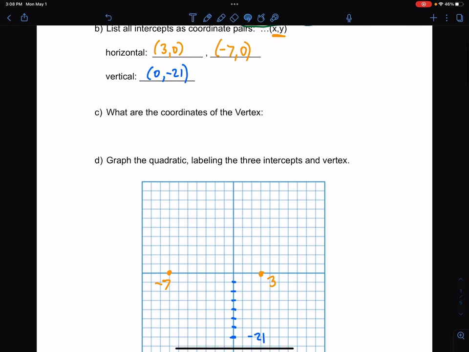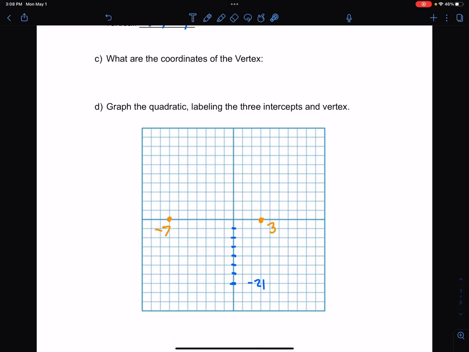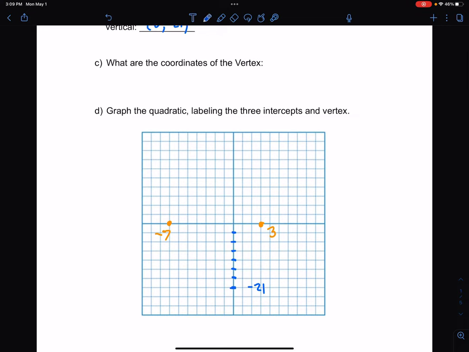Now we're trying to figure out what's the coordinate of the vertex. The vertex, guess what, guys? It's always going to be right in the middle of these two horizontal intercepts. It's just the way the parabola goes. So I'm thinking, how far is 3 from negative 7? Well, I got 7 here, and I got 3 there. It adds up to 10 little squares. You can count them if you want. There should be 10 little squares between 3 and negative 7. So now I'm thinking, what's half of 10?